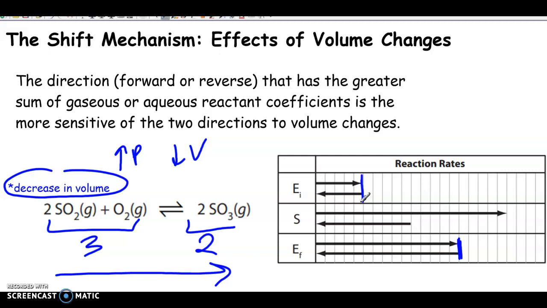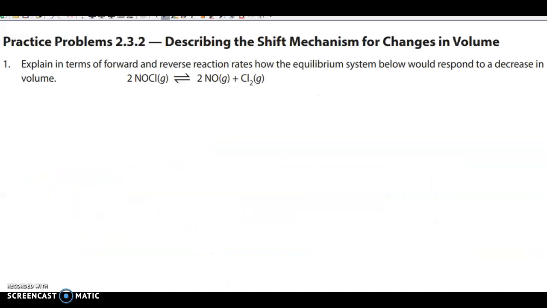If you are giving this less pressure, more available space, it should be the opposite. You would have a concentration, or I should say, your rates at the end will be less because you're going to have less particles simply there to begin with per area. Okay, so let's take a look. So explain in terms of forward and reverse reaction rates how the equilibrium system below would respond to a decrease in volume. So decrease in volume, increase in pressure.